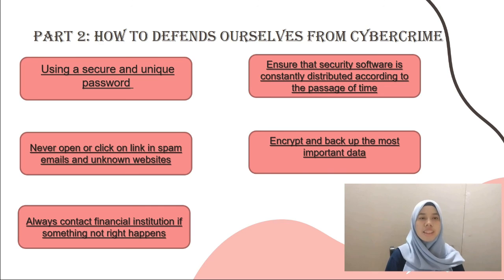Next, to protect ourselves from cybercrime attacks, we need to use security software that is up to date. And if we use a new design of security software, it will make us less likely to become a target of cybercrime attacks. Next, the third way to protect ourselves from cybercrime is never to open or click links in spam emails and unknown websites. If we unconsciously click it, the hackers can easily take our personal information without our knowing.